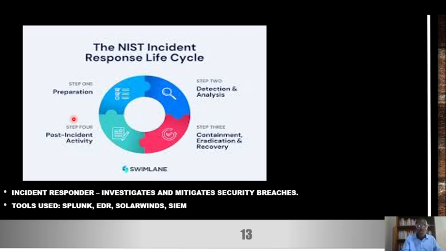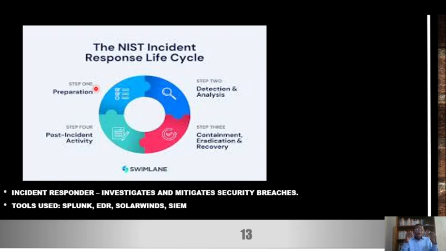Let's look at the life cycle of an incident responder. They have 4 to 6 stages, but here are four stages. Number one is the preparation stage. Before an incident occurs, the incident responder ensures the organization is ready. This involves having an incident response plan, setting up the tools, and ensuring that the team is trained to respond to various types of incidents.